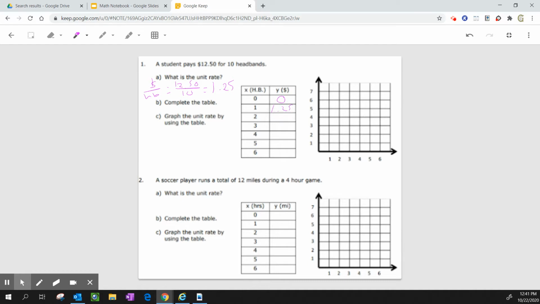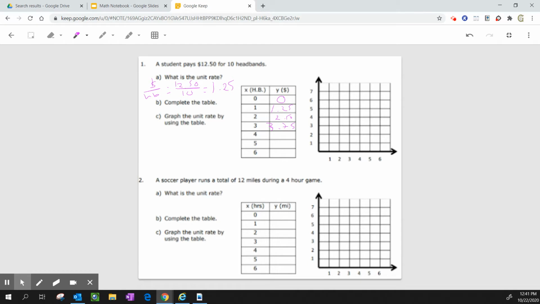So how do I get 2 headbands? Well, 1 to get to 2 is times 2. So 1.25 times 2 would be 2.50. And 1 to get to 3 is times 3. So 1.25 times 3 would be 3.75.